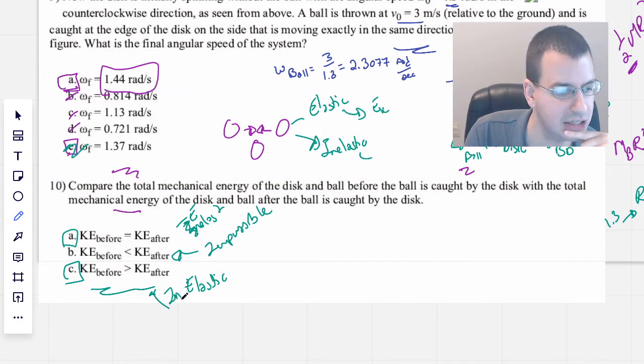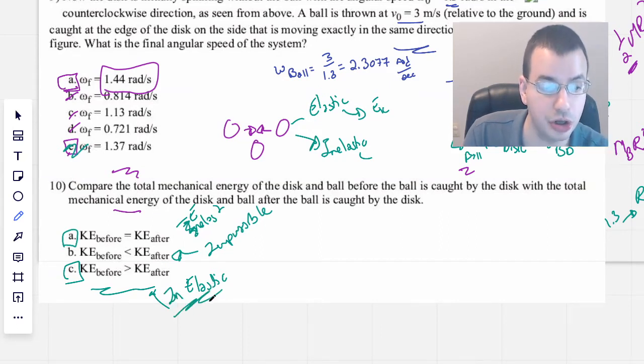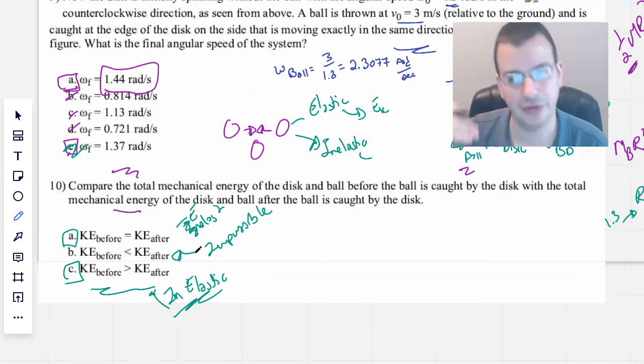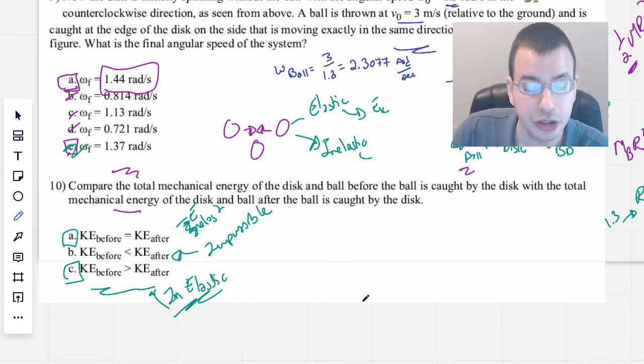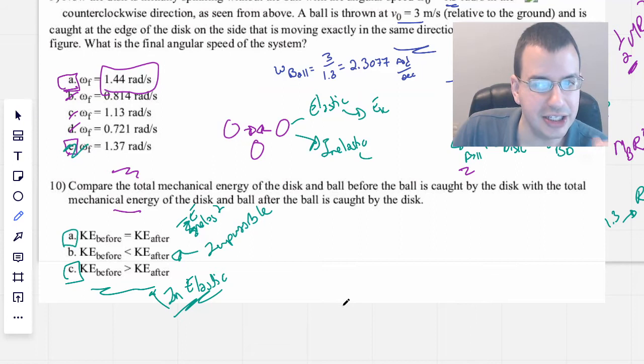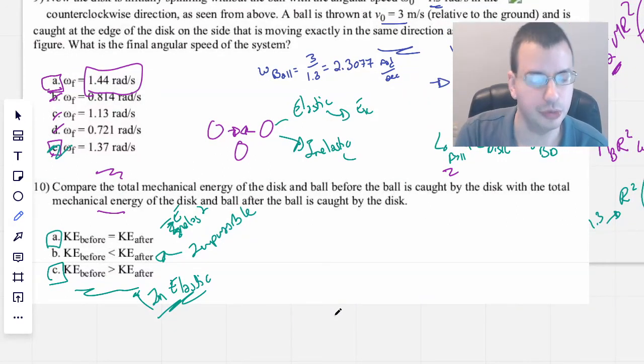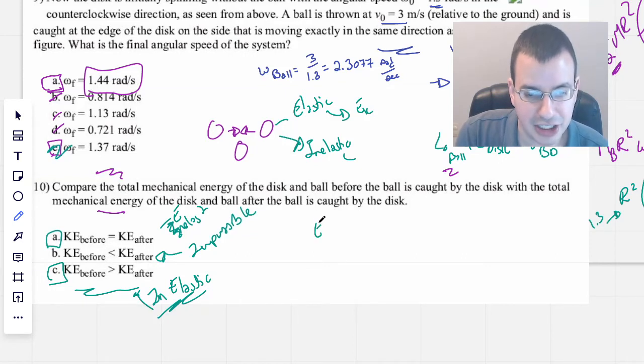Elastic, inelastic, totally backwards. So there was not conservation of energy. So not conservation of kinetic energy. So that is the reasoning for what the answer probably is. But if you have time, which you probably won't, you would want to actually calculate this out.